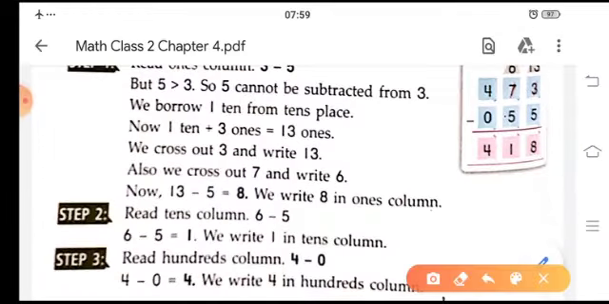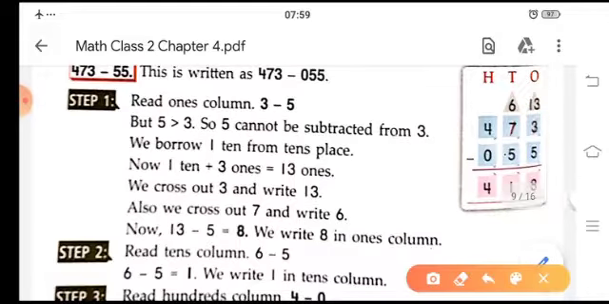So let us see. 3 minus 5, children. I told you earlier also that 5 is greater than 3. So we have to take 10 from the number which is present at tens place. So we have taken 1 from here. It becomes 13. And now cut this 3. So 13 minus 5, we get 8.